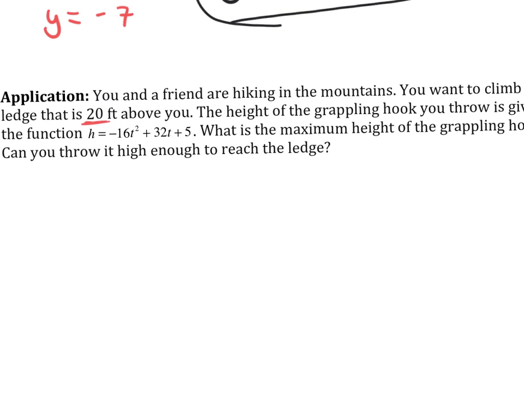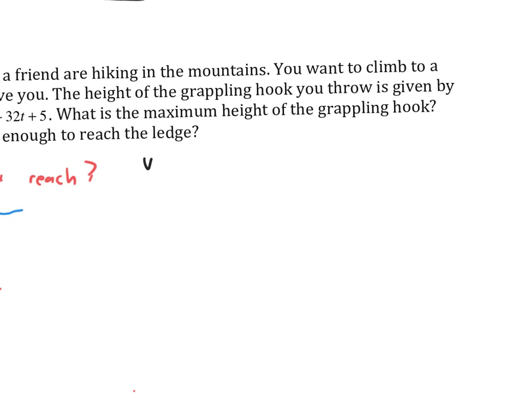So what do I need to do? Well, if I were to sketch it, which I don't need to, here's my 5, and I'm throwing this grappling hook up like this, up to a ledge, hopefully that's somewhere here, right? So I'm trying to make it up that high. So I want to know, ultimately, does my vertex reach? I'm checking to see if my vertex will reach it. Will the highest point, the max, be up to the 20 feet there? So what do we have to do? We're going to find the vertex.